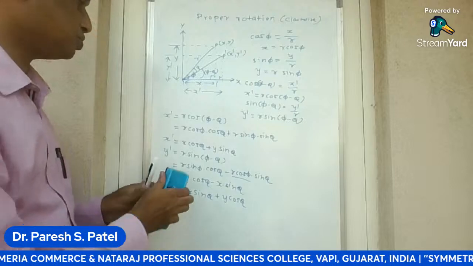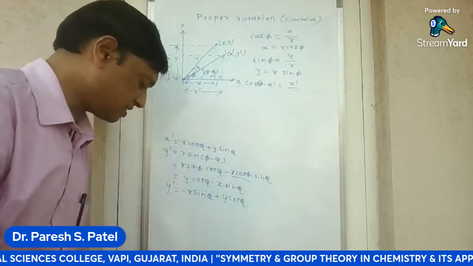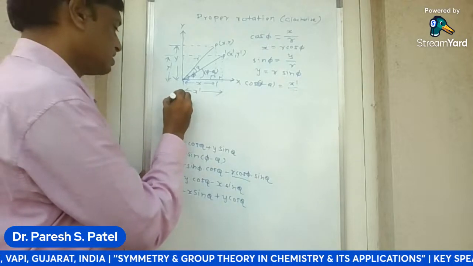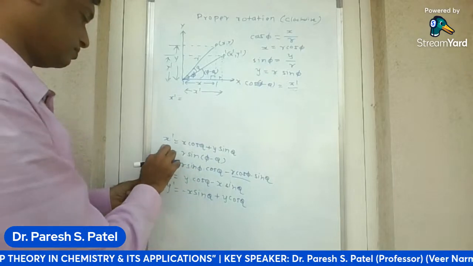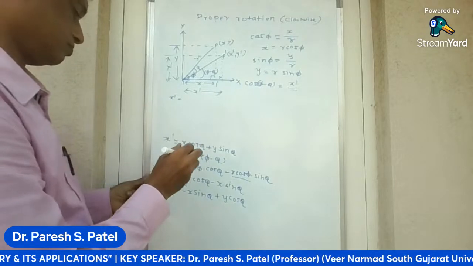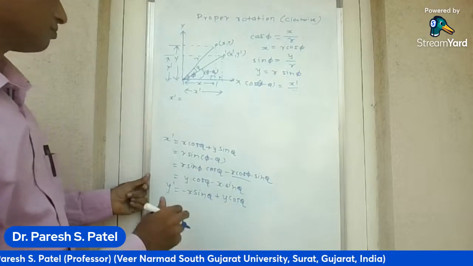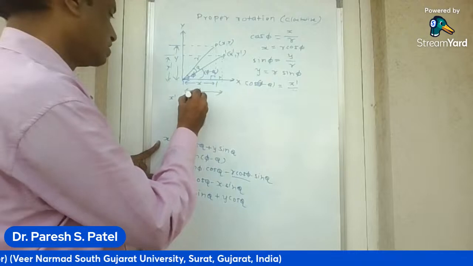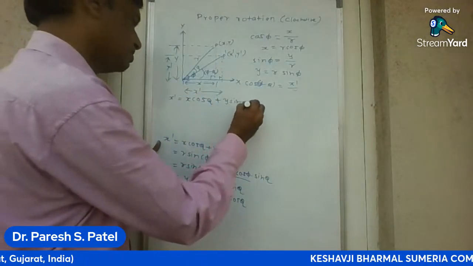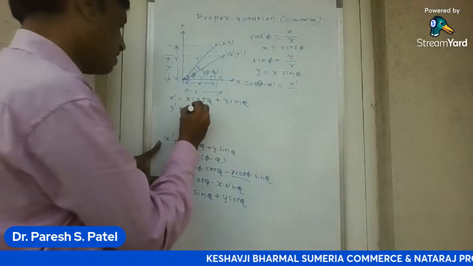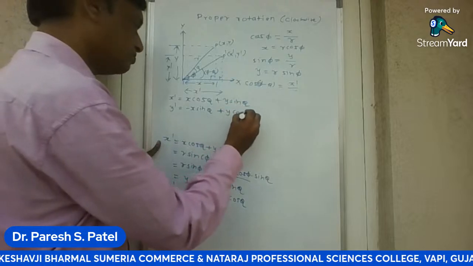So we have two equations, one related with the x dash and y dash. So x dash is equal to x cos theta plus y sin theta, and y dash is equal to minus x sin theta plus y cos theta.